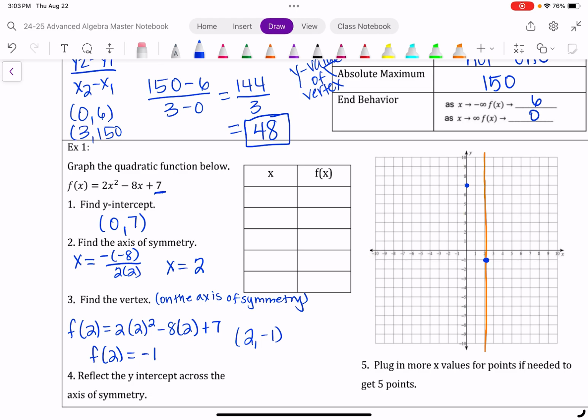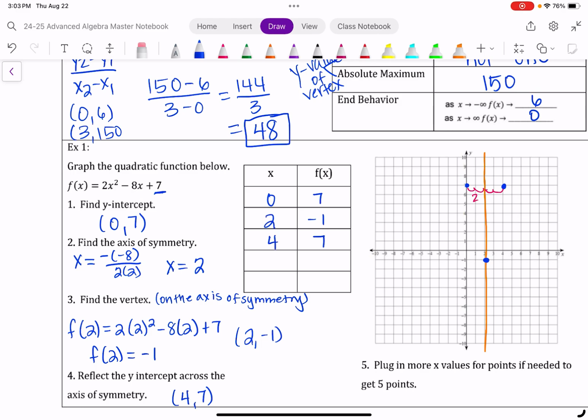Now it says reflect the y-intercept across the axis of symmetry. If I look, it is 1, 2 spaces. So I come over here and I go 1, 2 spaces. And I put another point there. So they will match up. So that point I graphed was the point 4, 7. The next thing says plug in more x values for points if needed to get 5 points. Well, we have 3, so that means we only need 2 more points. So if we're keeping up with our points, we've got 0, 7, 2, negative 1, 4, 7.